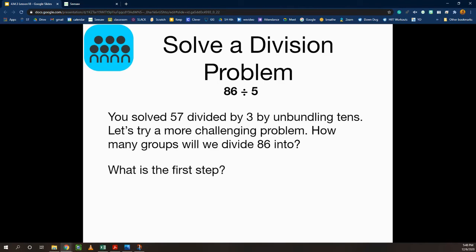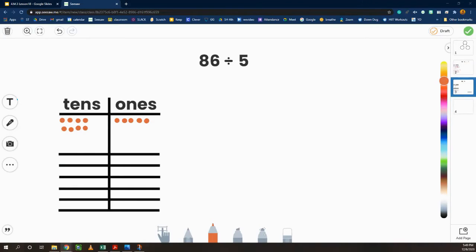What's the first step? Well, the first thing we're going to do is break 86 up into 10s and 1s. When we break 86 up into 10s and 1s, we have 8 10s and we have 6 1s. So first I'm going to start by distributing my 10s. So I'm going to put 1 here, 1 here, 1 here, 1 here, and 1 here. And now you can see that I have 3 10s that are left over.